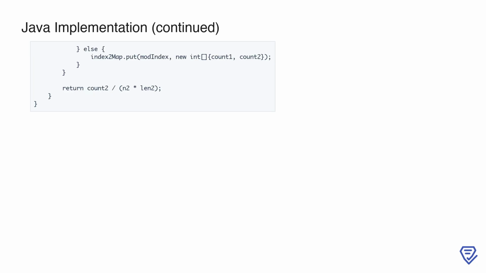This ensures that if the same state is encountered later, we can identify the cycle and optimize the computation. Finally, after processing all repetitions of S1, we calculate the result by dividing count2 by the total number of characters in S2 across n2 repetitions, which is given by n2 * len2. This division gives us the maximum number of times S2 can be fully repeated within the given constraints. The function then returns this value as the result.